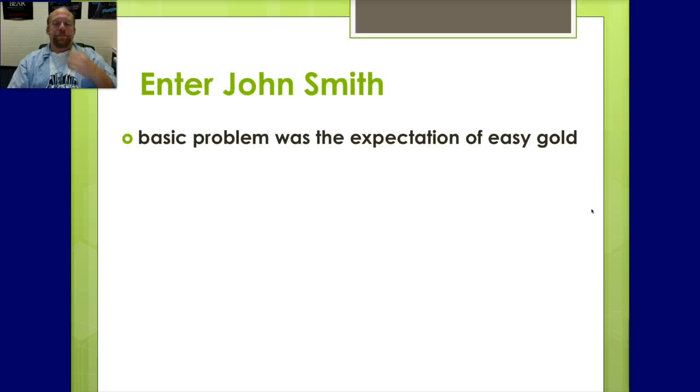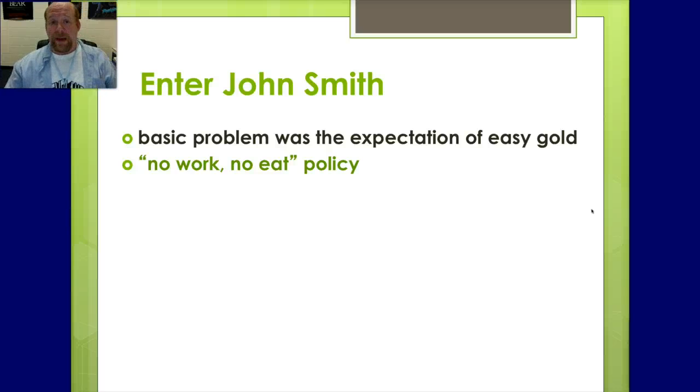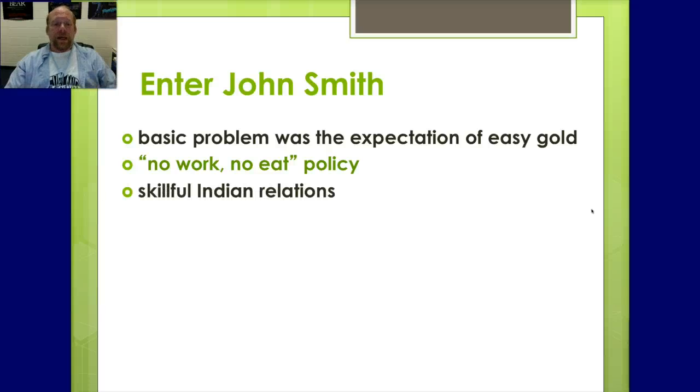Okay, so John Smith. John Smith was this guy who was an amazing leader, military guy. Now I told you that most of the gentlemen spent most of their time looking for gold. John wasn't real happy about that. He came in and said, "You don't work, you don't eat." That'd get my butt off the couch on a Sunday afternoon to go do work. He said, we'll be getting food, but you're not going to just eat our food for no reason. You got to work. You got to build things around the colony.